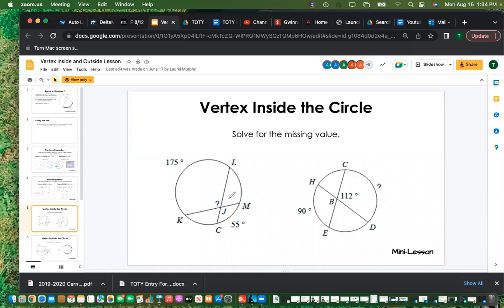You're going to use the arc plus arc divided by 2 formula. So what we're going to get is 175 plus 55 and then divide by 2. Somebody told me it was 230. No. What about 2? So 230 divided by 2 gives me 115. And that's what this angle is going to be.